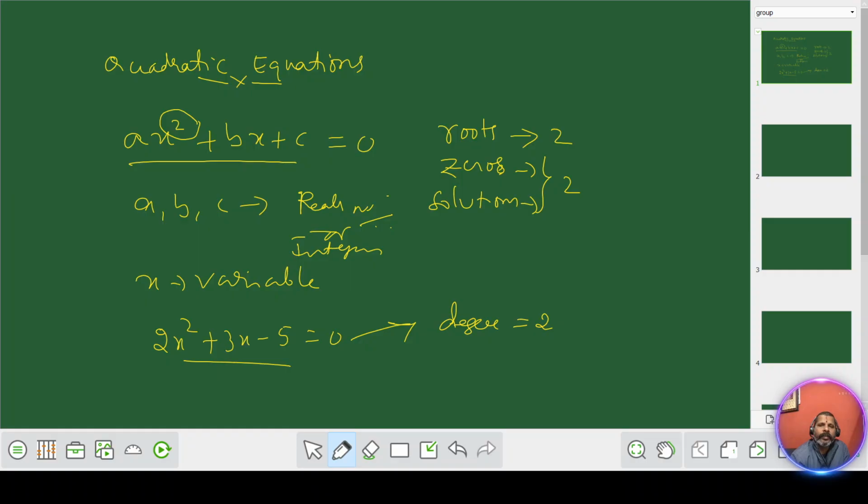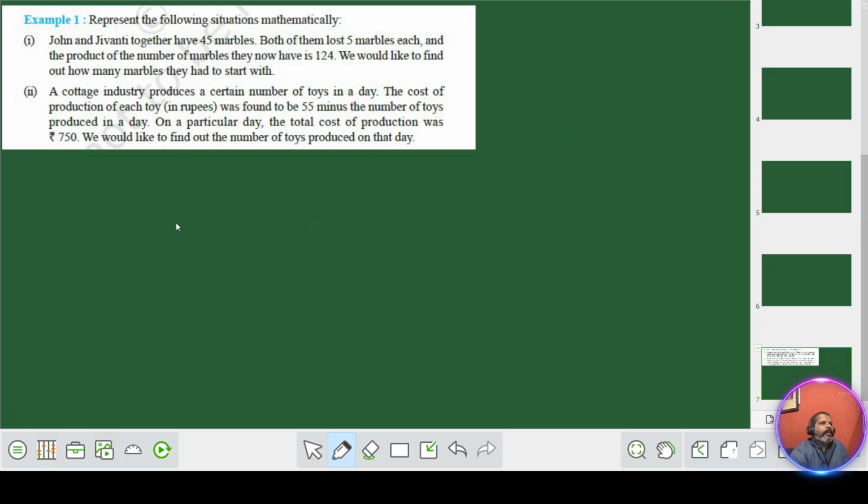Can we check whether the given equations are quadratic equations or not? And let's construct statement problems into quadratic equation form. Okay, let's see. See, what is the application of quadratic equation in solving real world problems. Quadratic equations are very useful. Let's see the first example. See, John and Jivanti together have 45 marbles. Both of them lost 5 marbles each, and the product of the number of marbles now they have is 124. We would like to find how many marbles they had to start with.